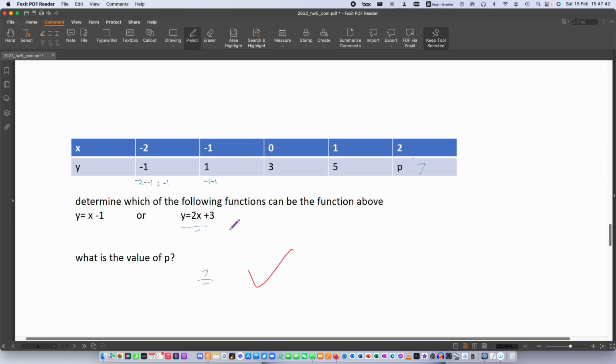Okay, how do you decide this one? Must do the equation. You test or just pick. Let's say you pick this one. Minus 2, minus 1. Y is equal to minus 3. So the y is not minus 1, so it's not this one. Right? You test. So once you test, then you know that it's the second one. Then what's the value of p?